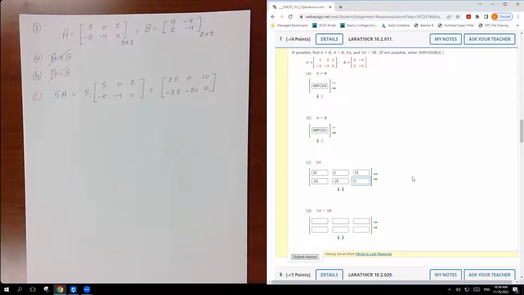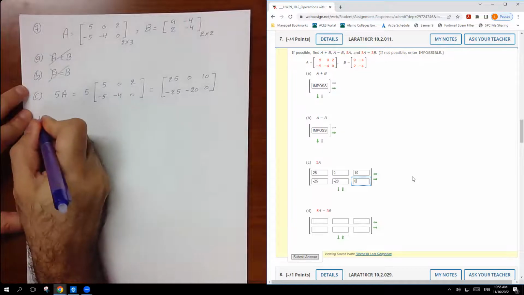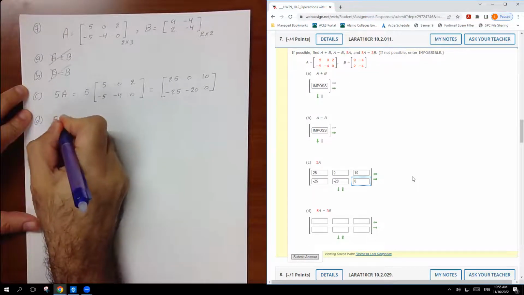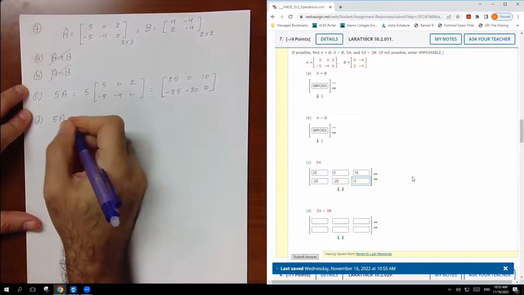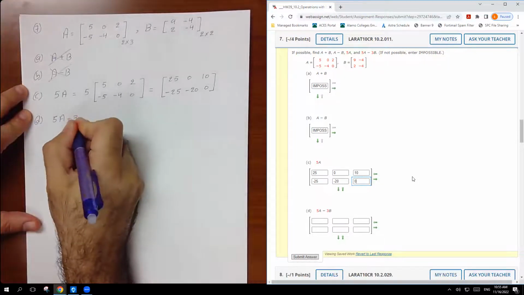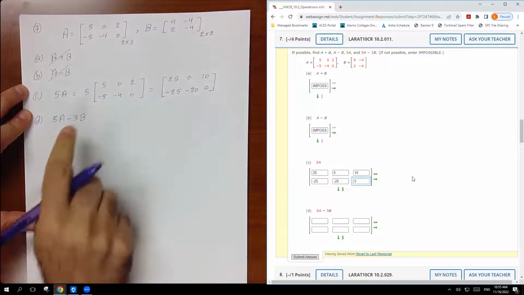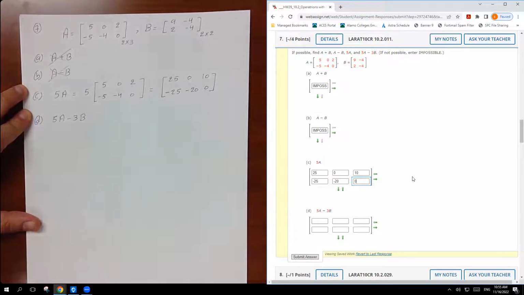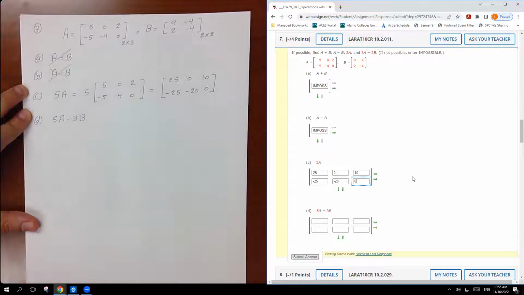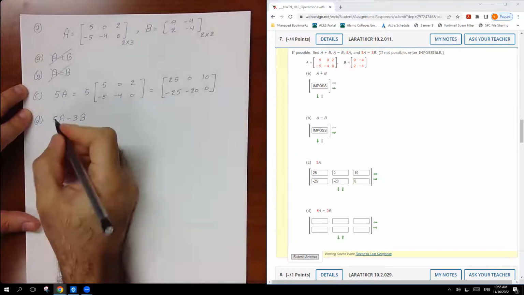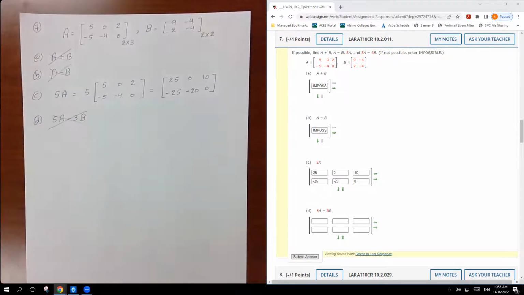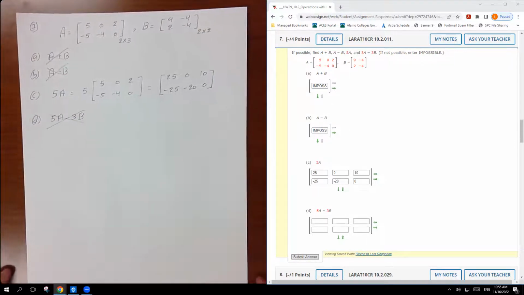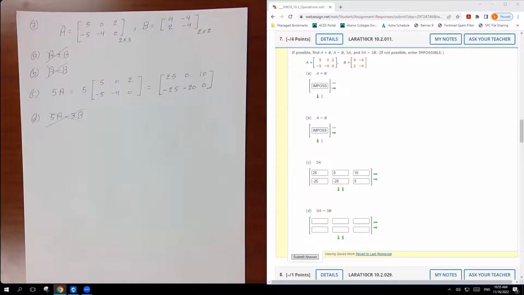What about D? The same thing. We can multiply 5 times A. And we can multiply 3 times B. But we can't do the minus between these two. So that means it's also impossible for D. Because we can do the scalar, but we can't do the minus because these two matrices have different dimensions. So we're going to type here impossible.